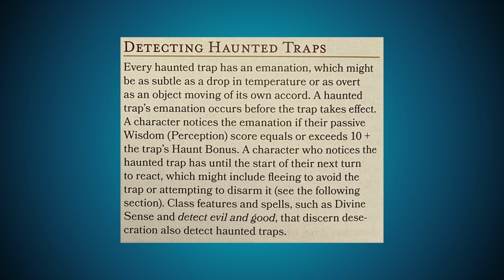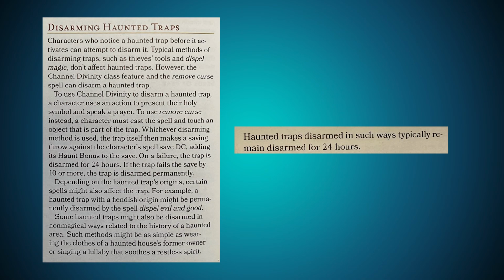See the following section. Class features and spells such as Divine Sense and Detect Evil and Good that discern desecration also detect haunted traps. So having until the start of your next turn is interesting because that gives you your full current turn to theoretically take action. I'm not sure about that one. I do like that it's detectable through existing class features. I think that's neat.